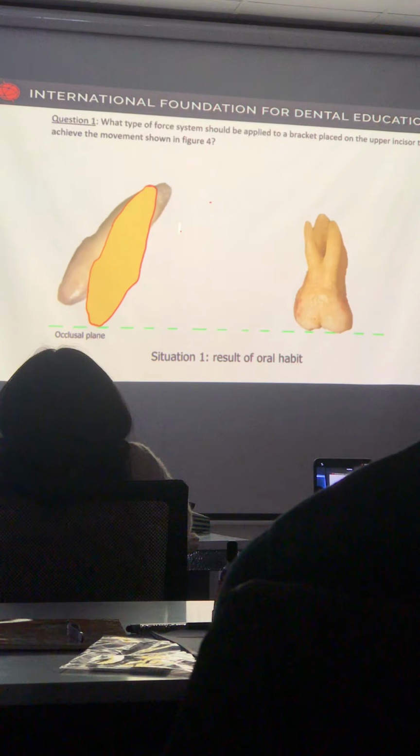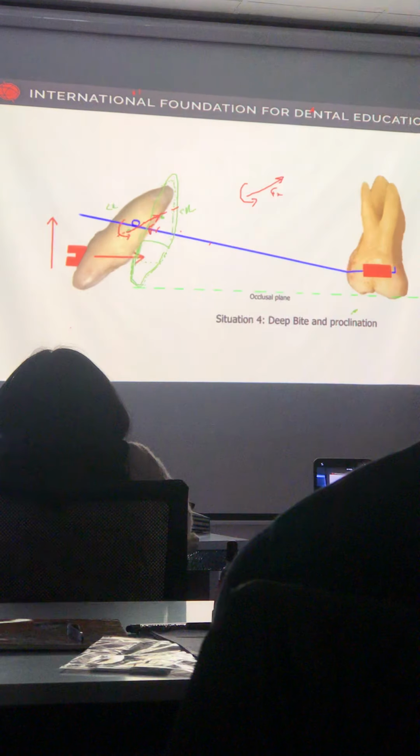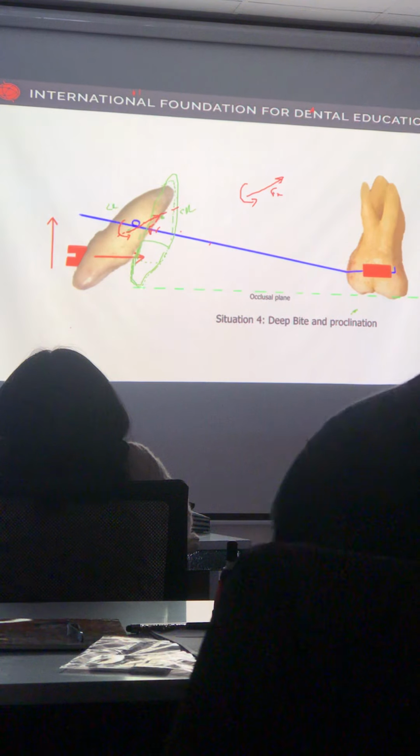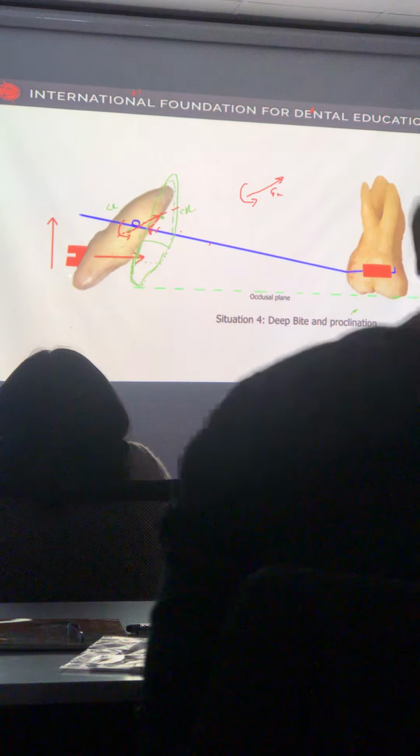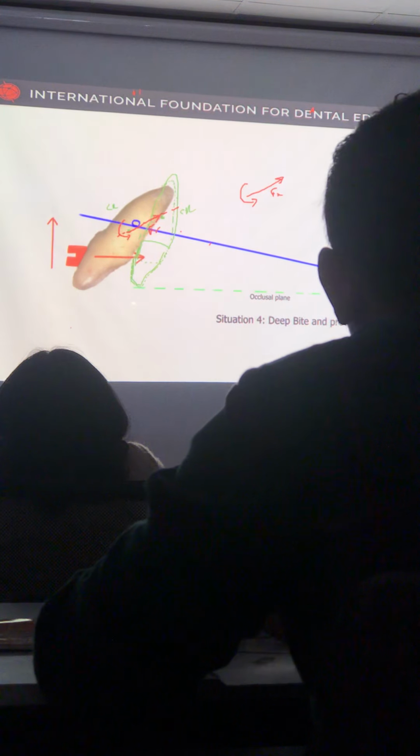That's the only time where you can have a simple force, because you're going to be extruding the teeth. But in this case, it doesn't work, because the apex will actually not come here, it will come here, and this will come down to here. So then the tooth has the right angulation or inclination, but it's in the wrong position.